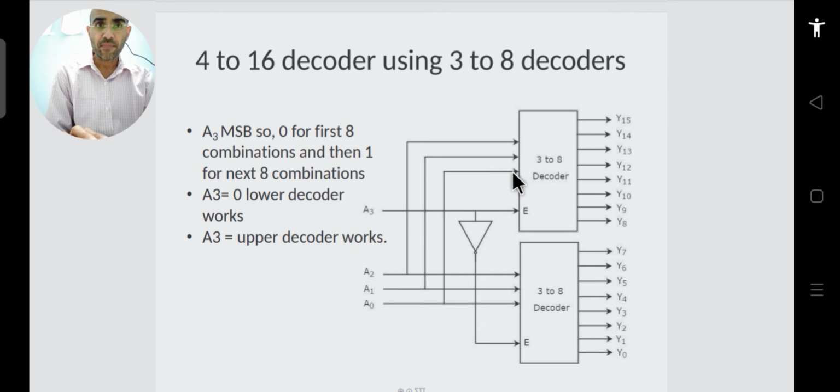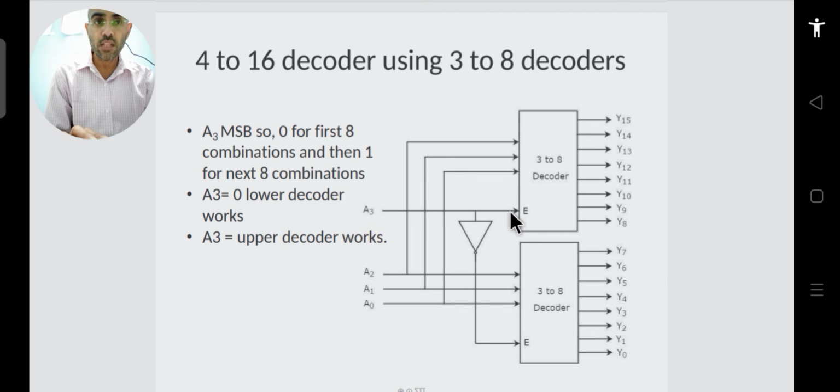Now you see, if you want to implement a 4x16 decoder, then there are 4 inputs. 3 of the inputs are common to both the decoders, but one of the inputs we have applied to the enable input.